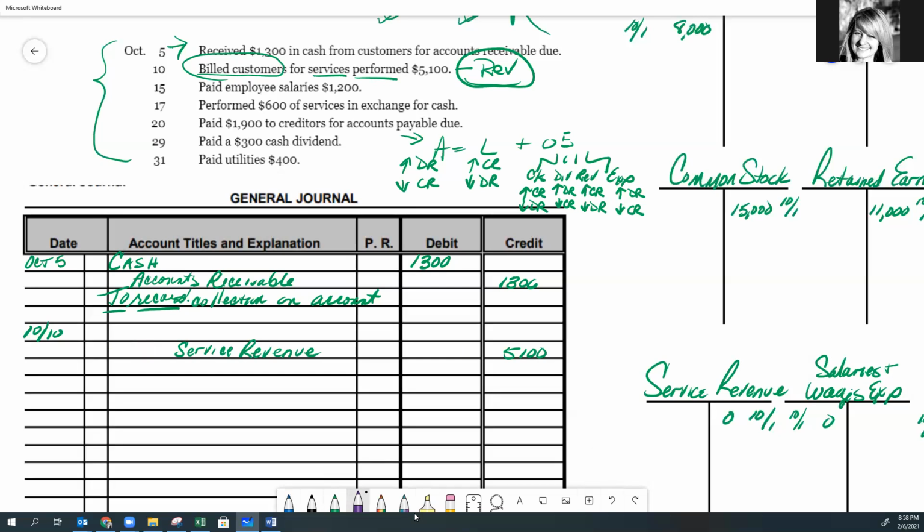Why? Debits are on the left, credits are on the right. So we're going to credit service revenue to make that revenue go up. When we make service revenue go up, that makes owner's equity go up, and that's why we use a credit. Okay, and so we now have also increased our accounts receivable. Accounts receivable is an asset, so all of our assets increase here with a debit. So let's debit our asset, accounts receivable.